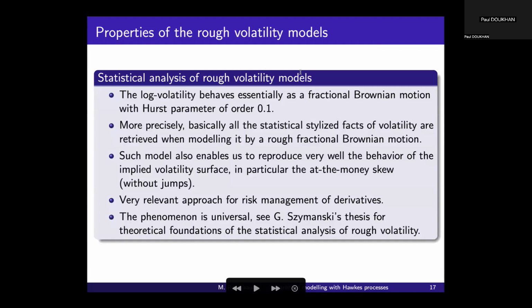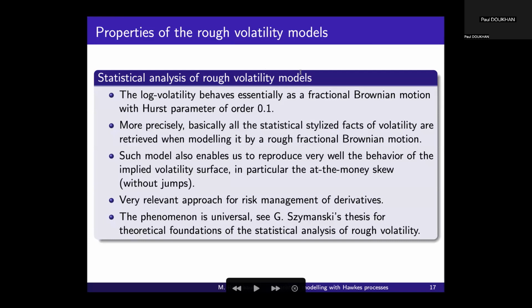So again, I take my lecture notes from a long time ago, and I obtained that log volatility essentially behaves as a fractional Brownian motion with Hurst parameter around 0.1. When I say of order 0.1, it means that you can take any reasonable asset, and you will always find that the log volatility behaves as a fractional Brownian motion with a Hurst parameter, let's say, between 0.05 and 0.2. So we say around 0.1.